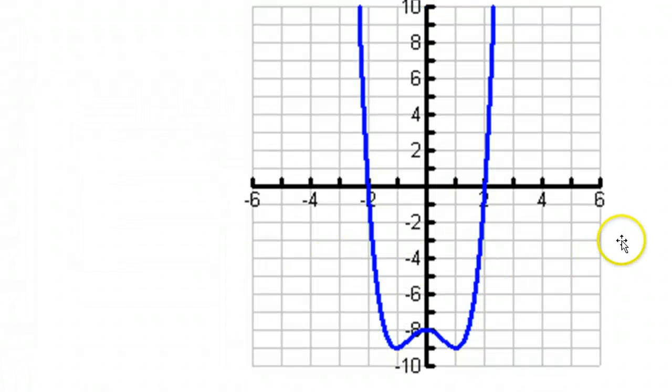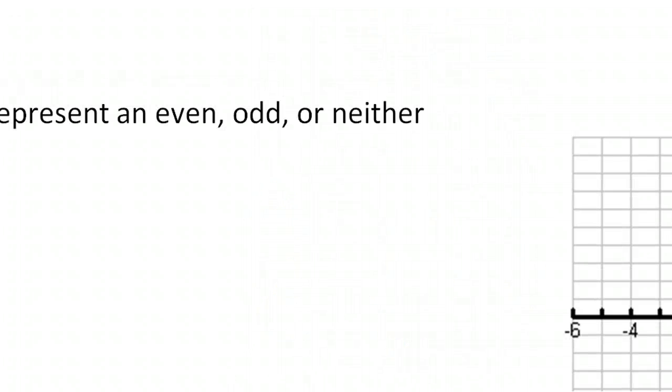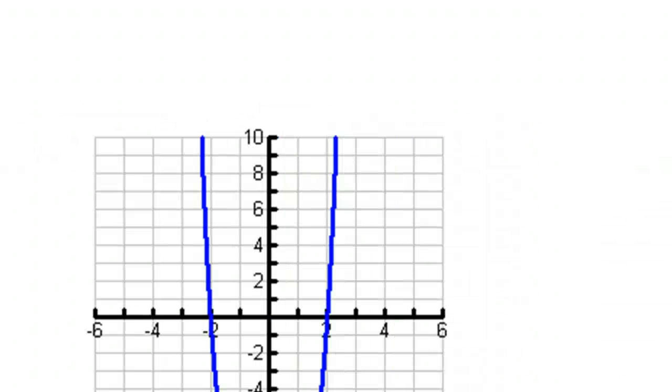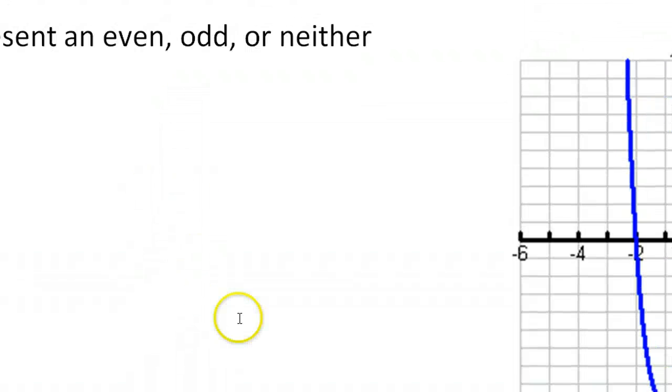Alright, so what's going on with this graph? Well, clearly this has even symmetry because the y-axis splits this graph right down the middle, mirror images on the left and right side. So this is even symmetry. This is an even function. I don't see the answer line, so I guess we can just write it anyway.